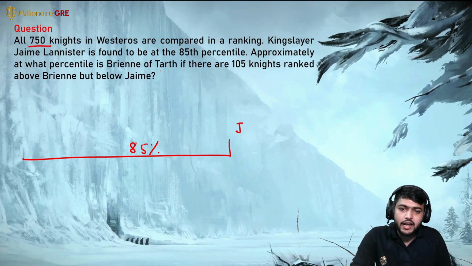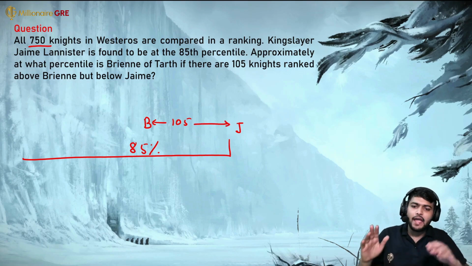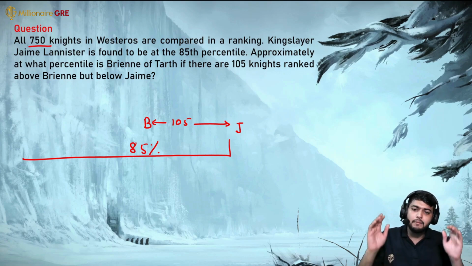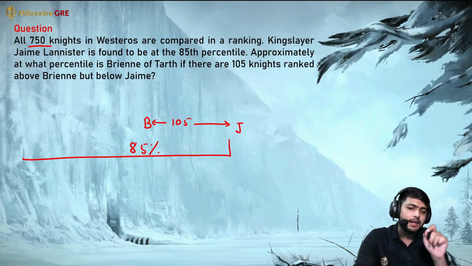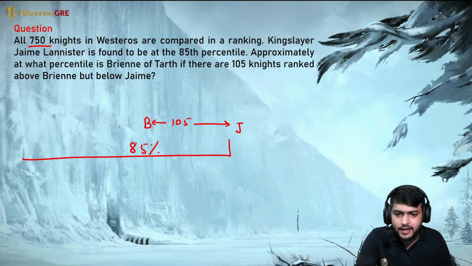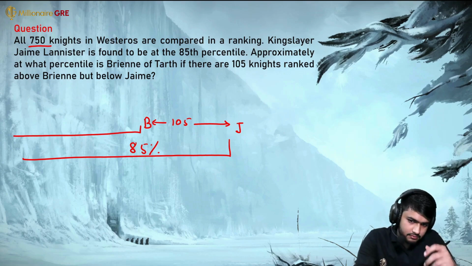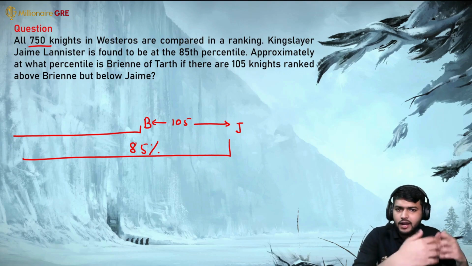Approximately at what percentile is Brienne of Tarth, if there are 105 knights ranked above Brienne but below Jaime? So Brienne is below Jaime and there are 105 knights between Brienne and Jaime. We have to find at what percentile is Brienne, or if I were to modify this question, what percent of the knights are below Brienne is what we have to find. If I get the percentage of all the terms below Brienne, I'll get the percentile of Brienne.